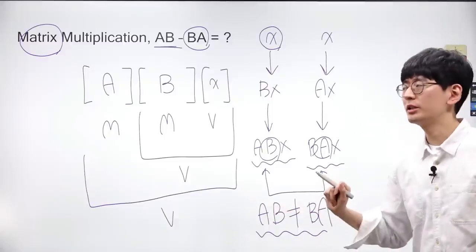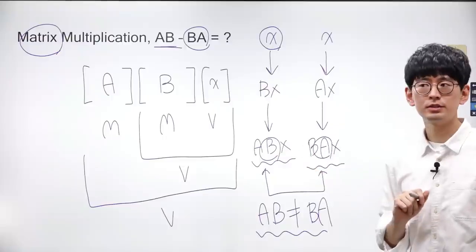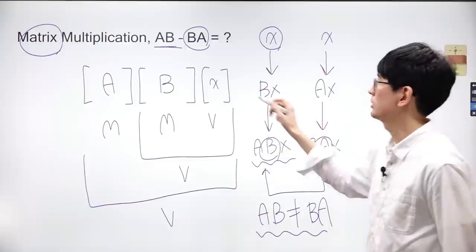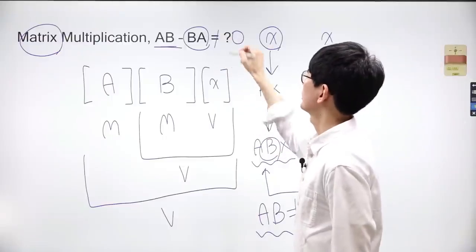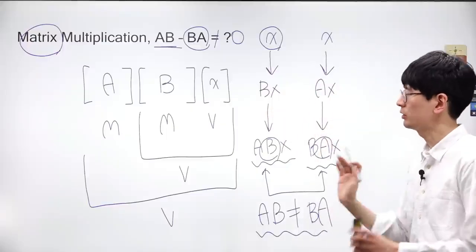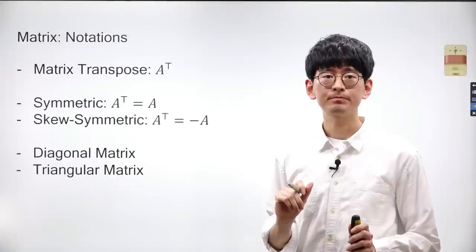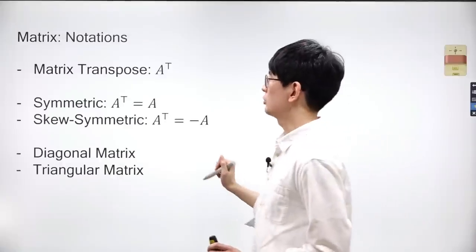Therefore, I want to emphasize that AB is not equal to BA and AB minus BA does not always equal 0. As explained, the reason why the product of matrices varies depending on the order of matrices can be understood by examining the order of transformations applied to the coordinate space.